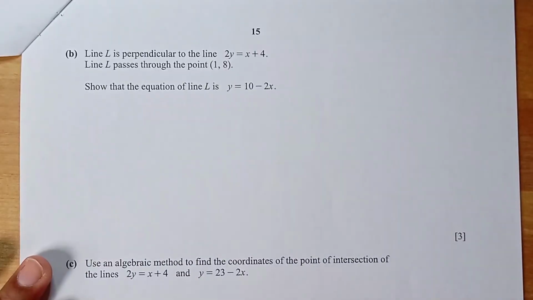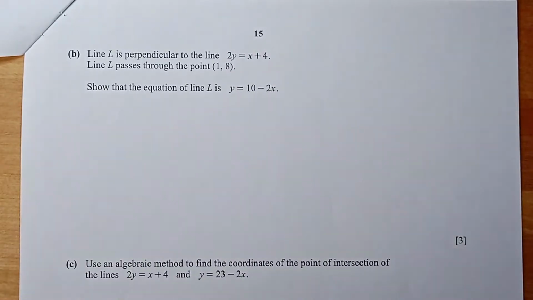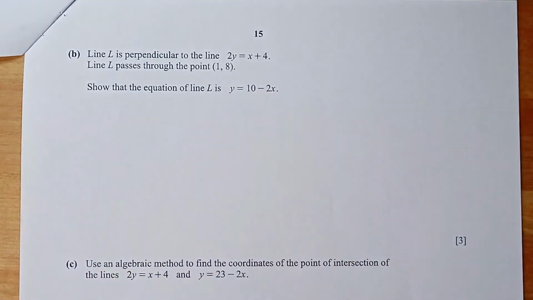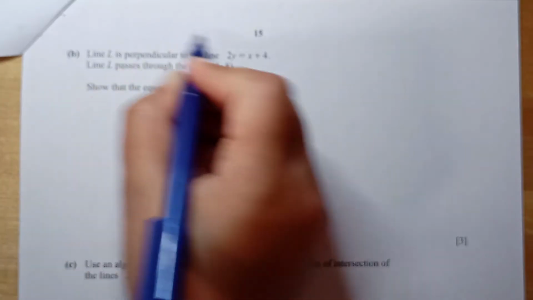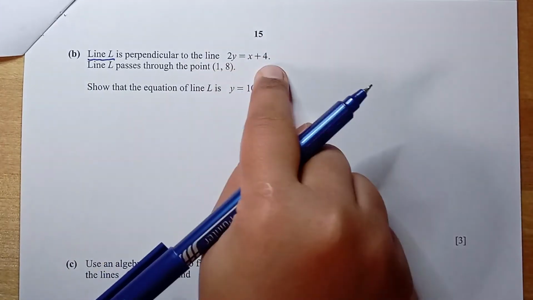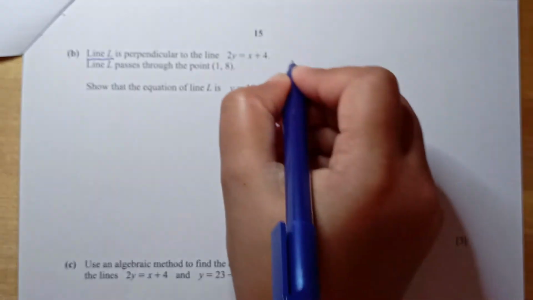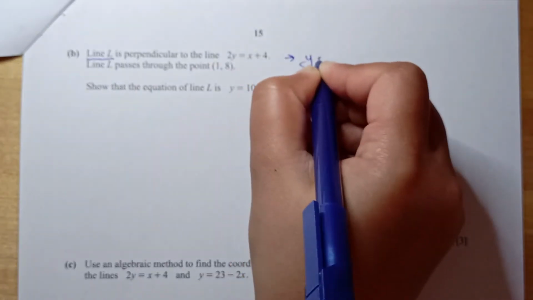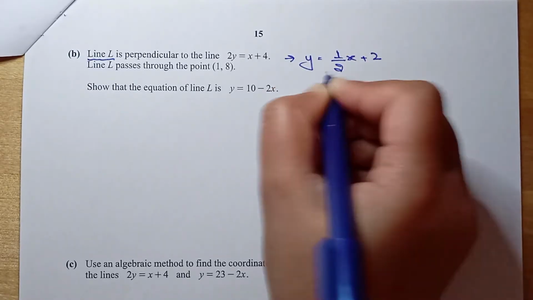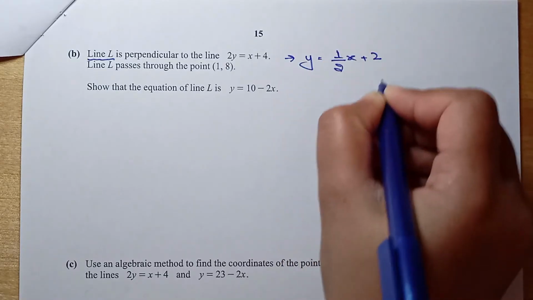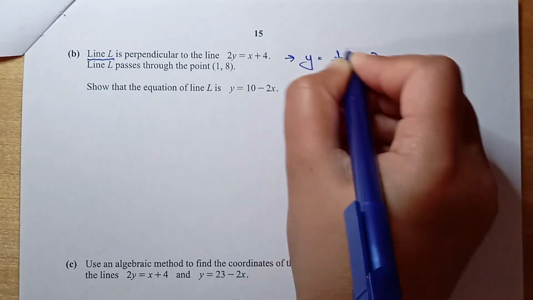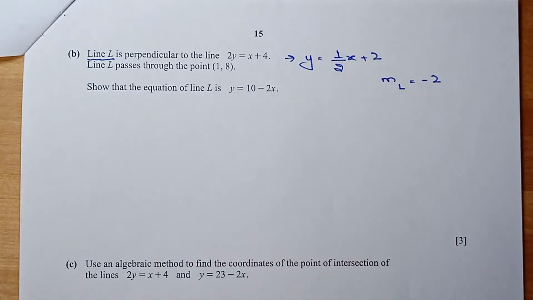Right. Now for the B part, line L is perpendicular to this line. Line L passes through this point. Show that the equation of line L is this. Okay, so when the line is perpendicular to this, it means the slope of line L must be the negative reciprocal of the slope of this line. So first we need to find the slope of this line, that is y equals 1 by 2 x plus 4 by 2, which is 2. So the slope of this line is 1 by 2, and we can say the slope of line L is minus 2. Negative reciprocal of 1 by 2 is minus 2, and it passes through this point.